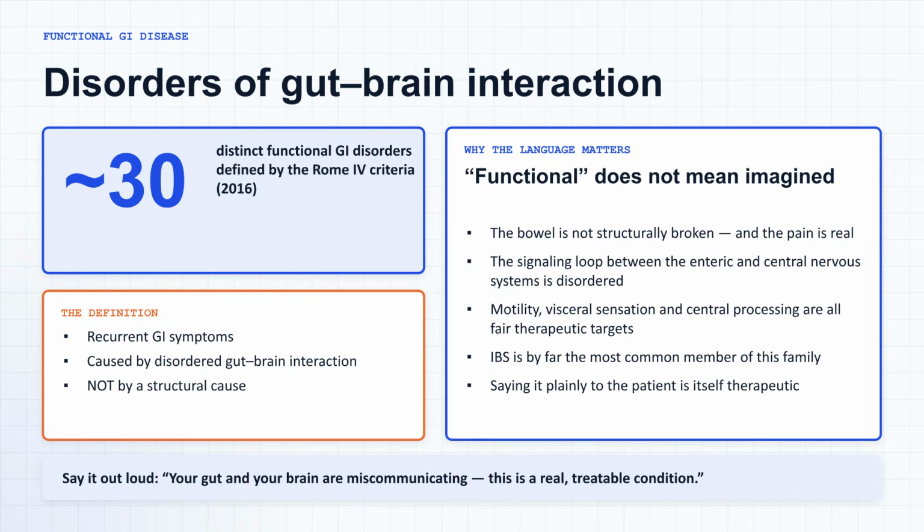The bowel is not broken, and the patient is not imagining the pain. The signaling loop between the enteric nervous system and the central nervous system is disordered. That framing matters clinically. It changes how you counsel the patient, and it points you toward therapies that target motility, sensation, and the brain-gut loop. And notice that the word functional never meant imaginary.